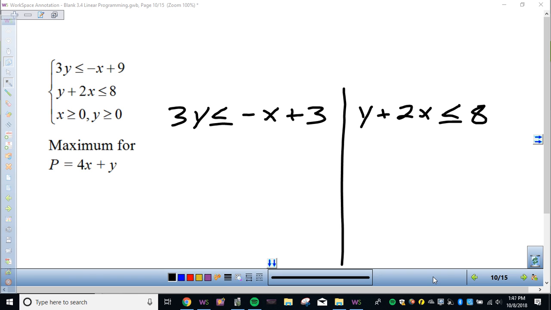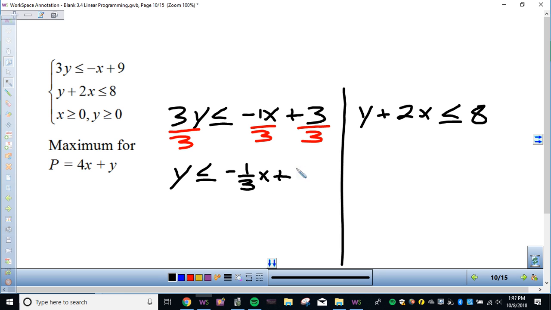I need to solve this first equation here for y. What do I have to do, Spencer? Divide by 3 on both sides. So we get y is less than, again, I'm going to stick that little 1 in between the negative and the x. So negative 1/3 x plus 1.